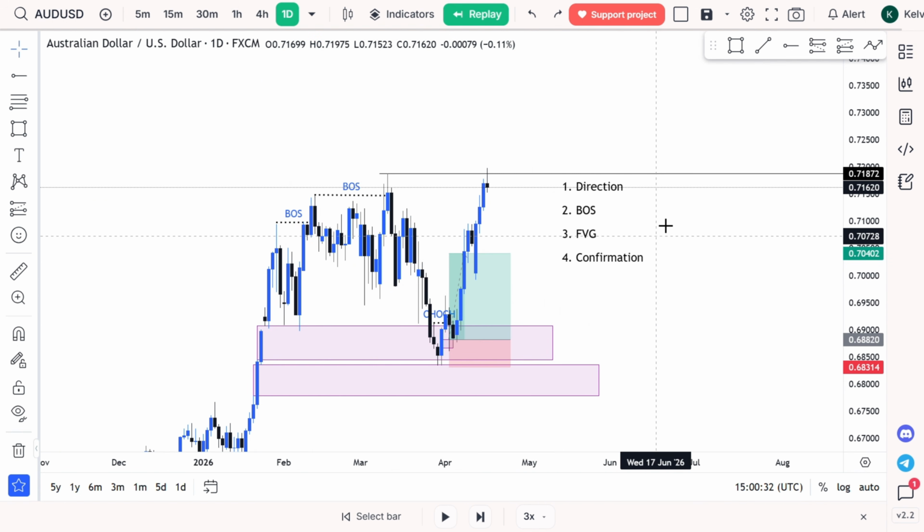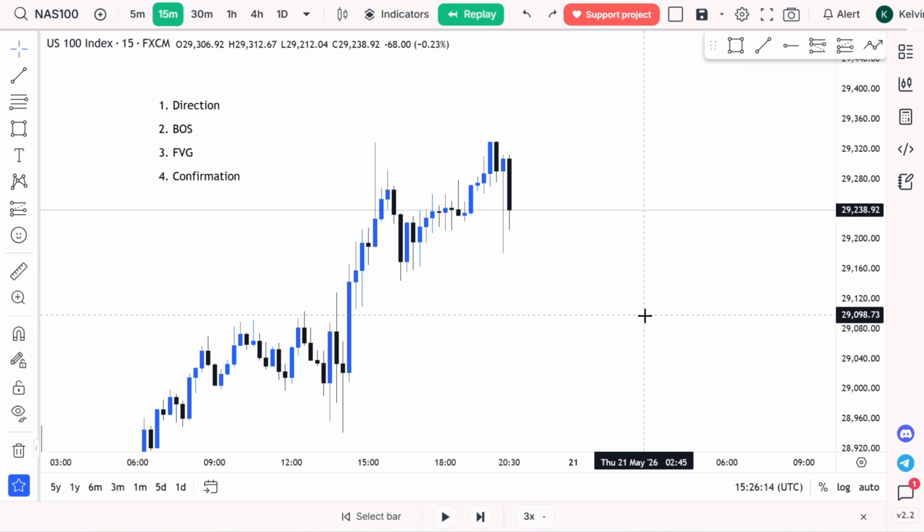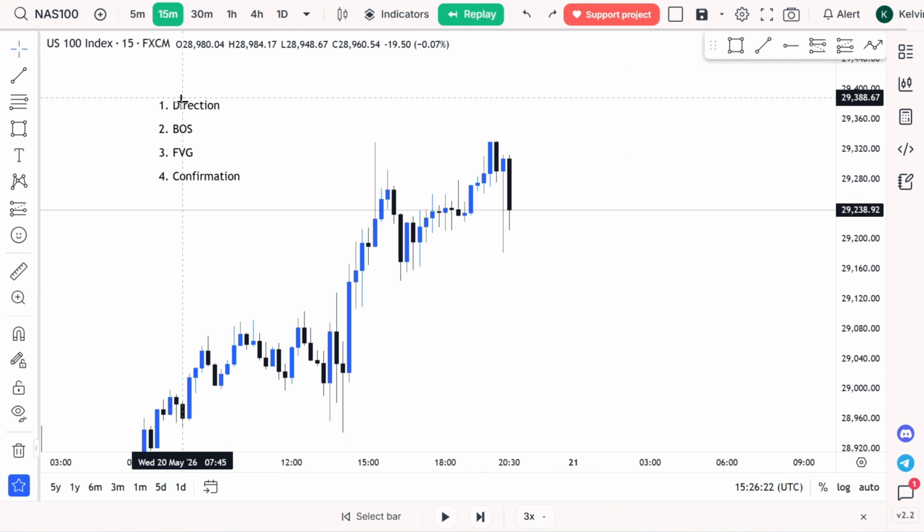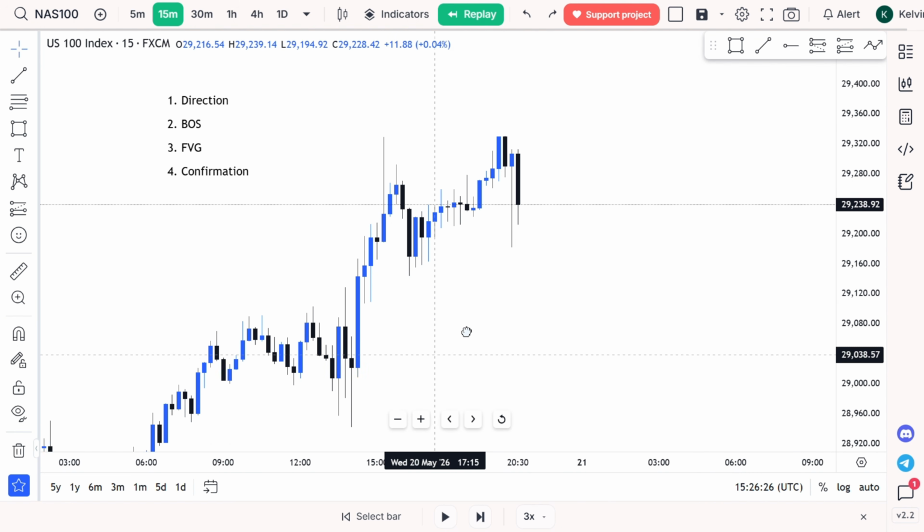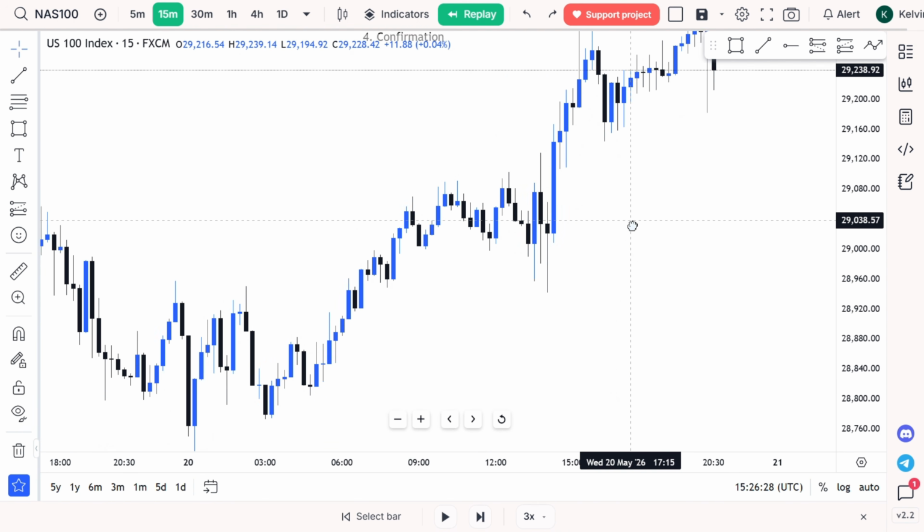Example number two, let me show you example number two. So this is the next example that we have from NAS 100. On NAS 100, the first thing you need to identify is our direction. Our first objective is our direction of the market. And in this case, we are in a very clear bullish trend.